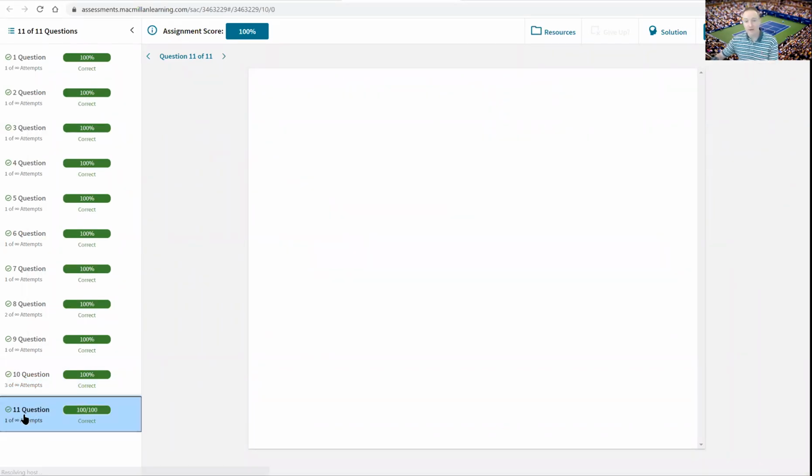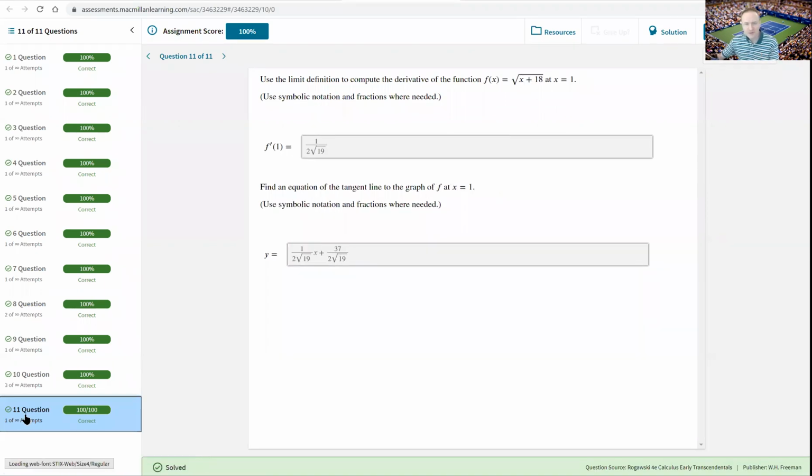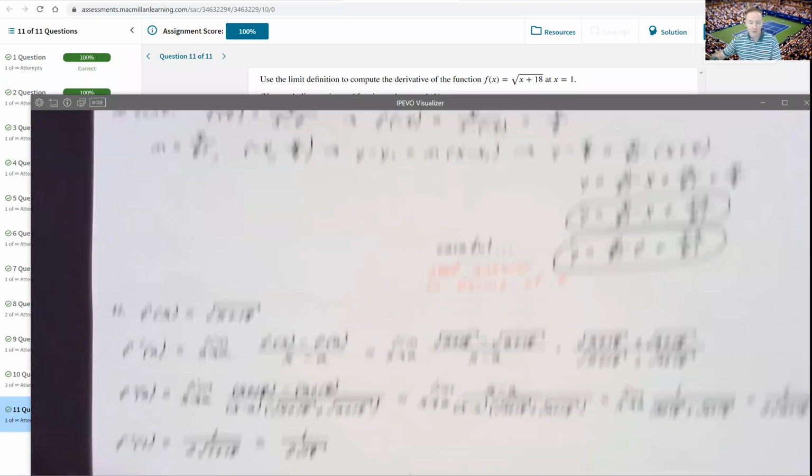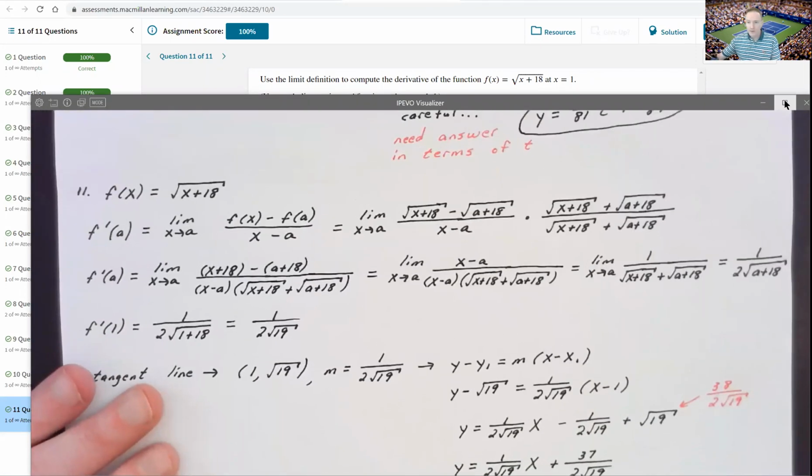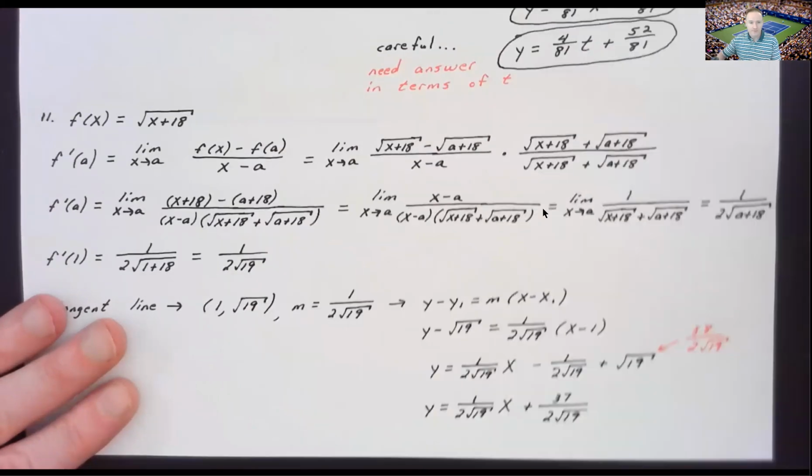For the last one here, number 11. So it gives me a radical function, which is pretty cool. F of x is equal to the square root of x plus 18. It wants to know the derivative at 1, and then it wants to know the equation of the tangent line at that point. No problemo. So let me go ahead and make this a little larger.